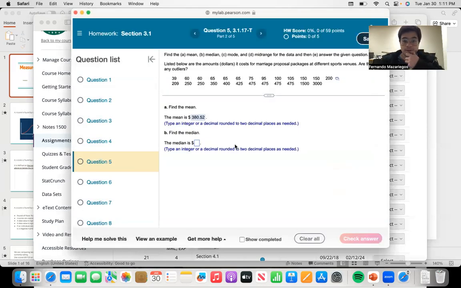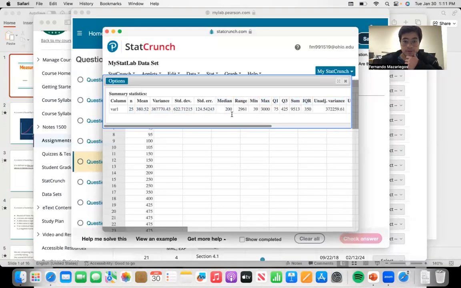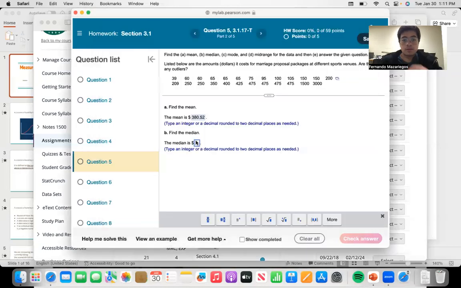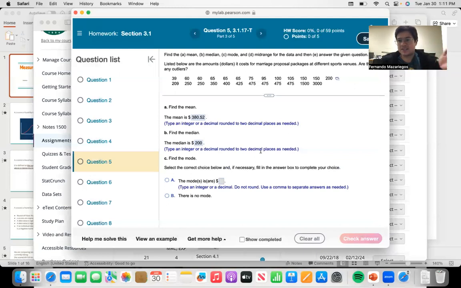Very good. Then we find the median. We have it here, median 200. Again, round it to 2 decimal places. In this case, it's an integer, so we leave it as is.